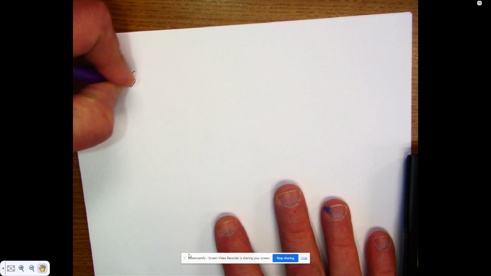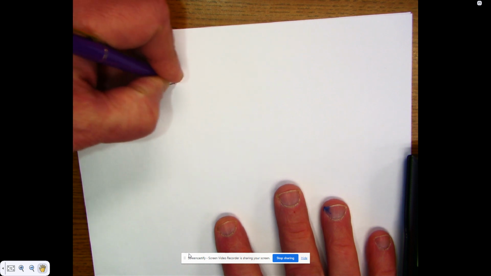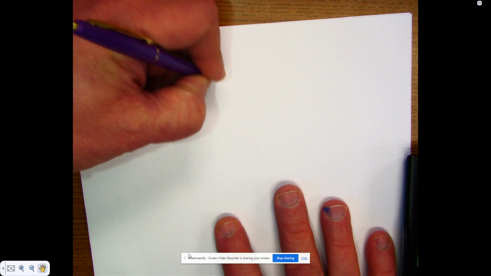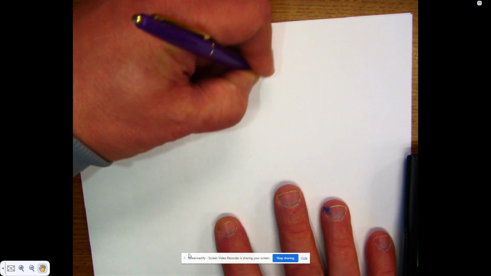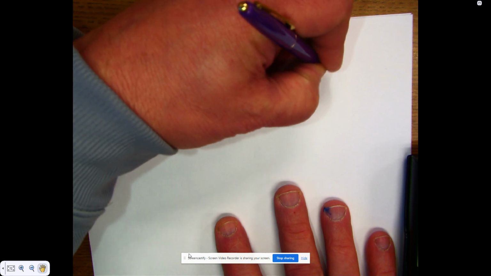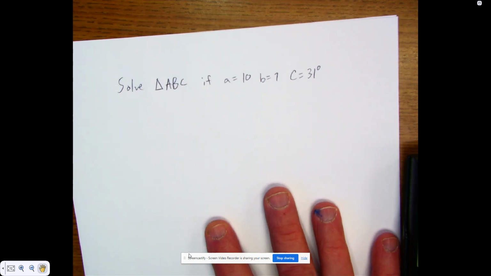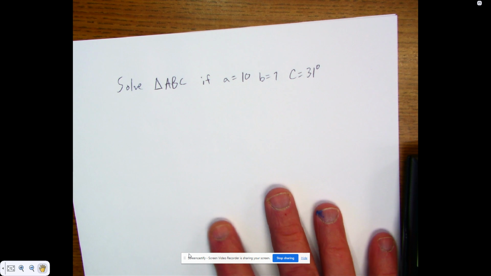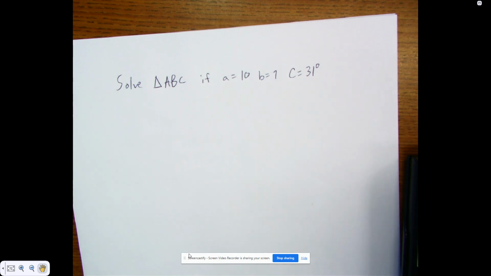So suppose that we want to solve triangle ABC if maybe we know a is 10 and b is 7 and angle C is 31 degrees. Just pause and think if you want, and tell yourself that you really can't use the law of sines in this case to find anything because you don't have three of the four parts of a proportion.